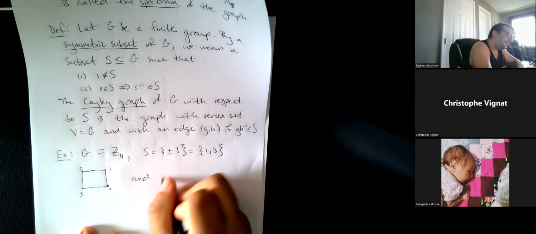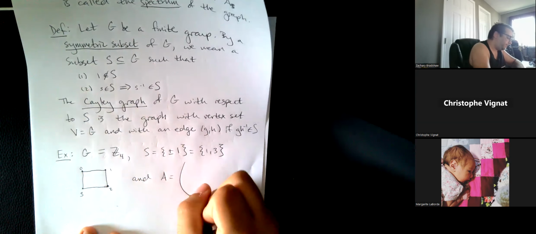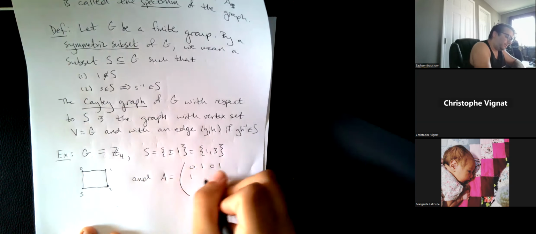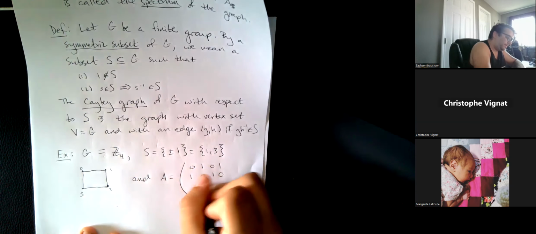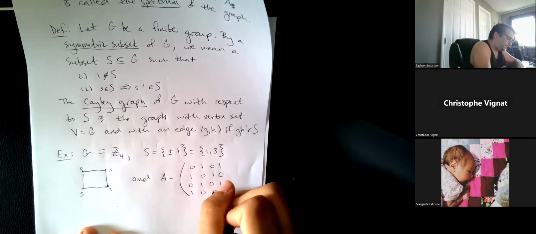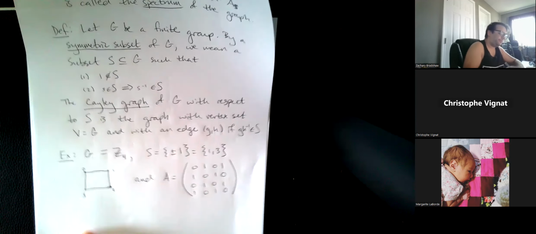And the adjacency matrix for this Cayley graph is 0, 1, 0, 1, 1, 0, 1, 0, 0, 1, 0, 1, 1, 0, 1, 0.